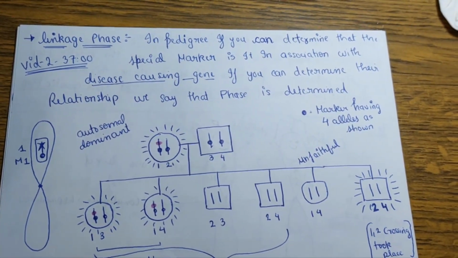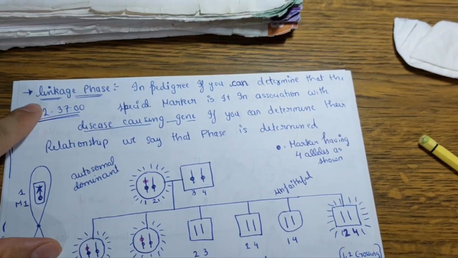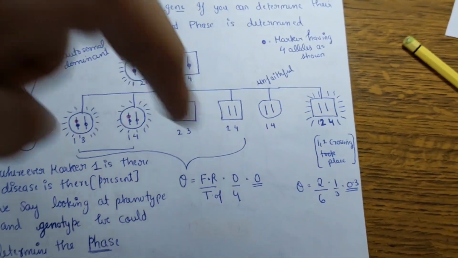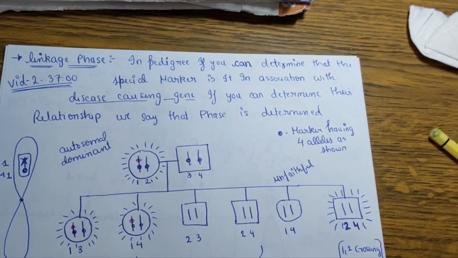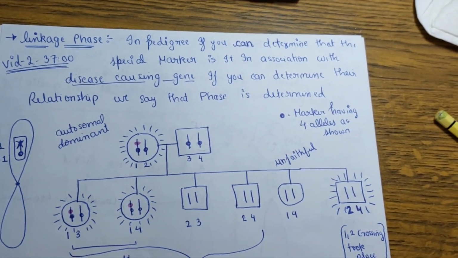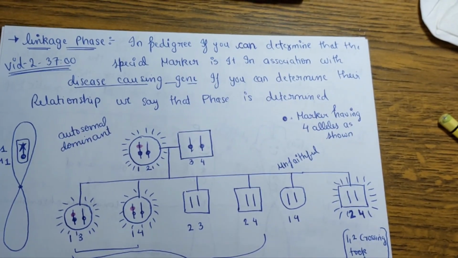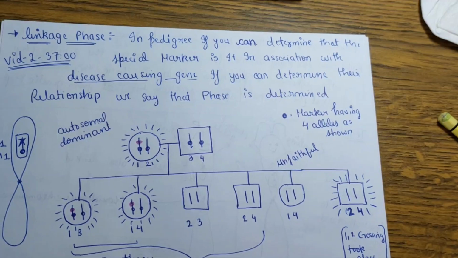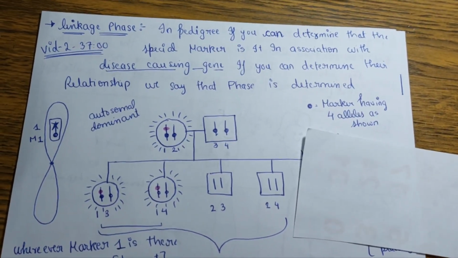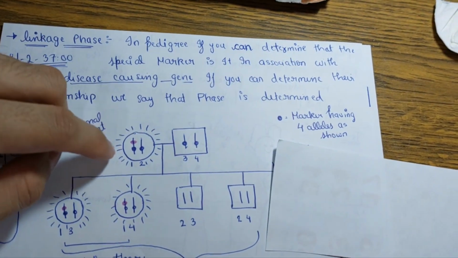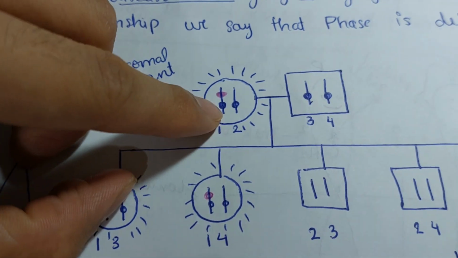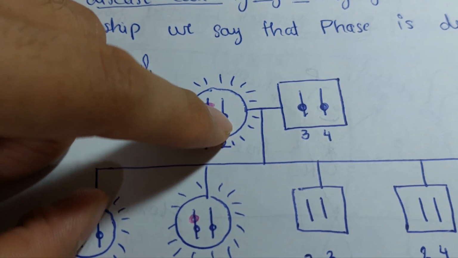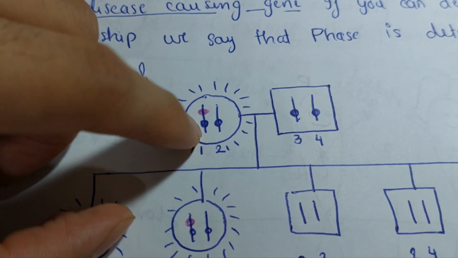Now we are going to discuss the concept of linkage phase. What is linkage phase? In pedigree analysis, if we can determine the relationship between a specific marker and the disease-causing gene, then we say that we have determined the linkage phase, or the phase is determined. Let's look at this. In this pedigree we can see that the disease-causing gene is present in pink color and the individual is affected, and the genetic marker we are considering is this blue ball, and it has 4 different alleles: type 1, type 2, type 3 and type 4.